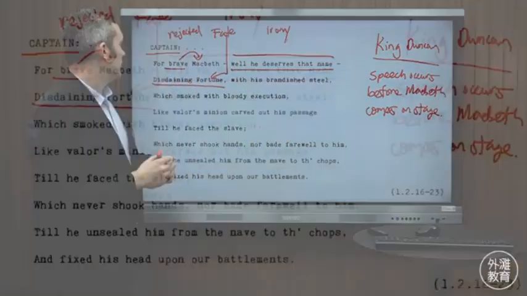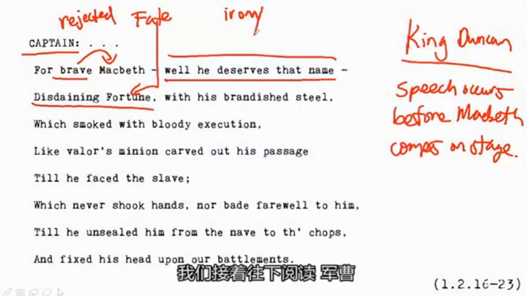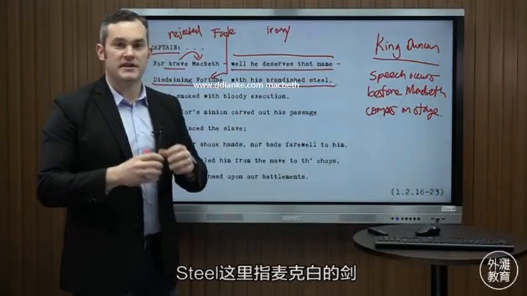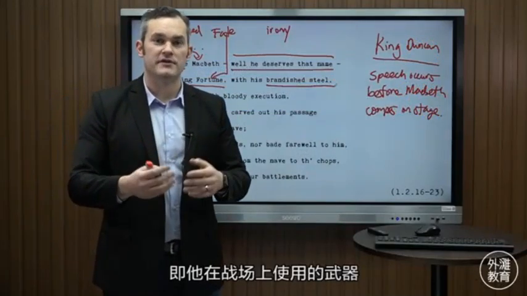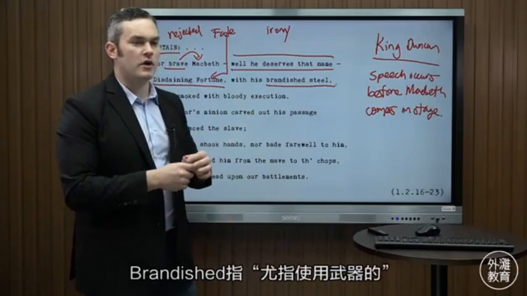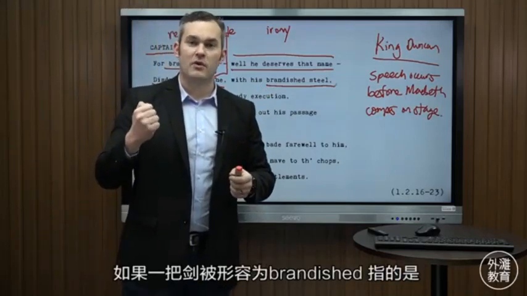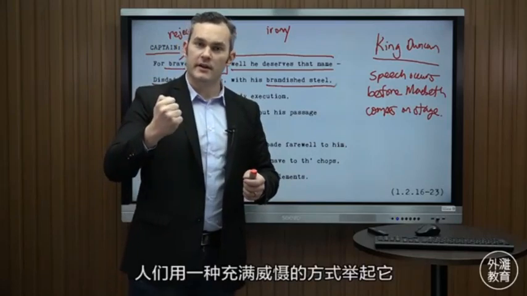Okay? When we move on, the captain describes Macbeth as having brandished steel. Steel here is referring to Macbeth's sword, right? The weapon that he uses in battle. Brandished is a word that means displayed, especially a weapon. So if a sword is brandished, it means it's held up in a threatening way.